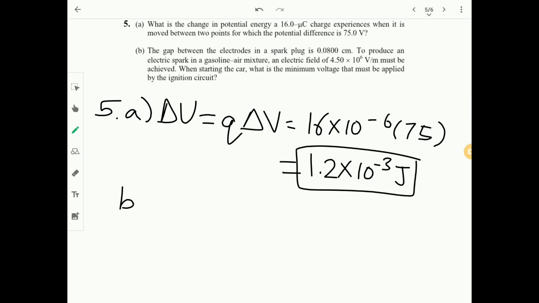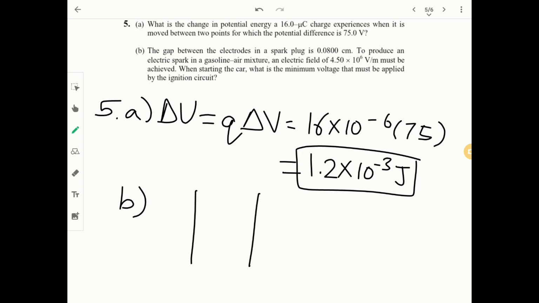That's it. B now. The gap between the electrodes in a spark plug is 0.08 centimeters. To produce an electric spark in a gasoline-air mixture, an electric field of 4.5 times 10 to the 6 volts per meter must be achieved. When starting the car, what is the minimum voltage that must be applied by the ignition current? This question is very big, but it's actually very simple.